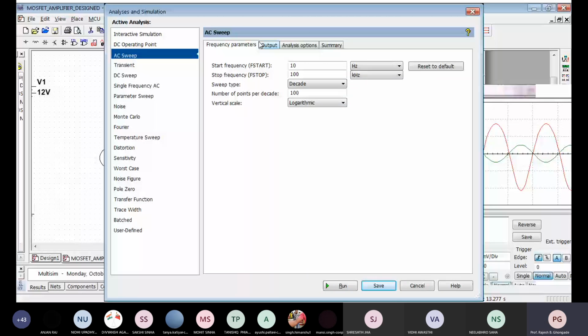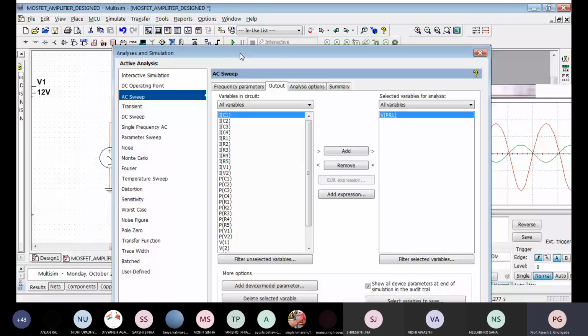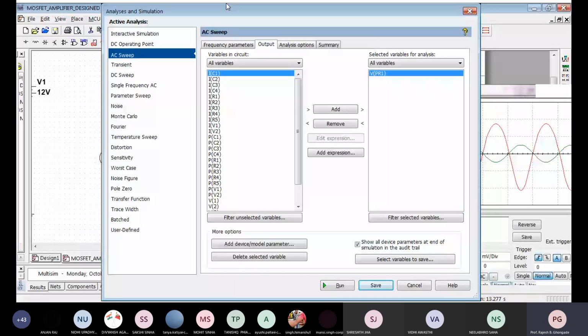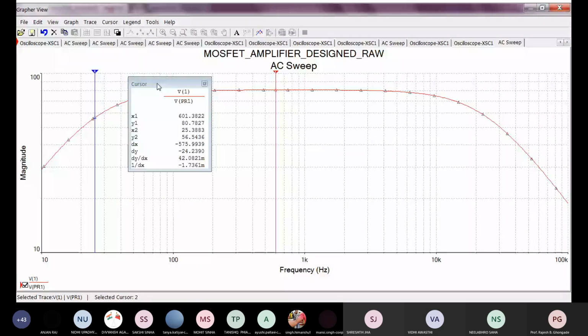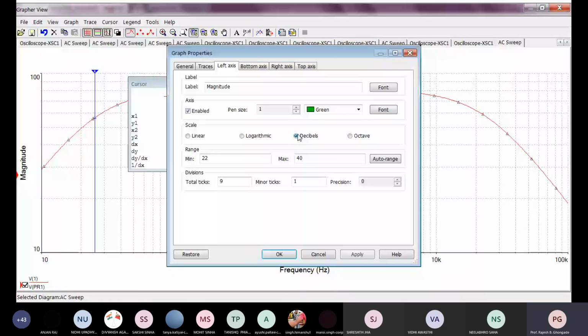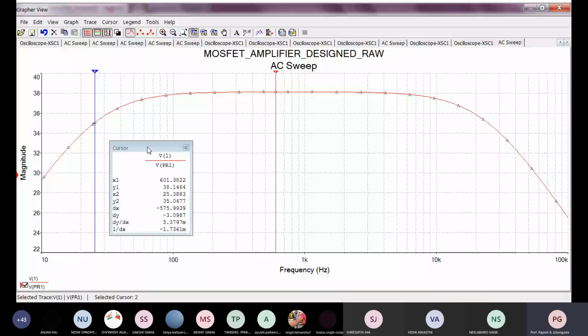So we probe 1, ER1. Okay, this one. So if I run this, let me see what happens. So this is what I get. We are not interested in finding out the phase. So we will get this picture here. Now let us find out what is the maximum gain.